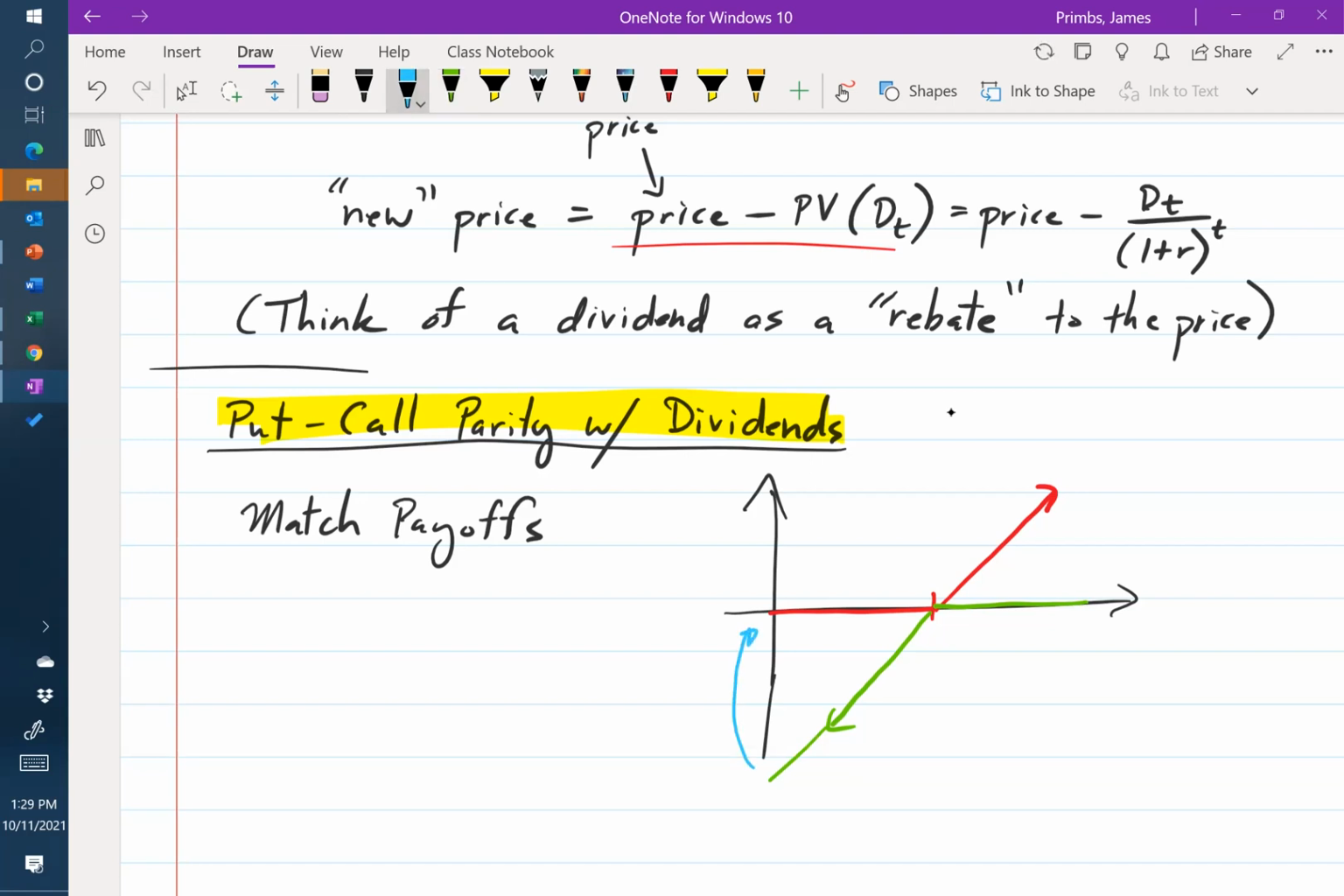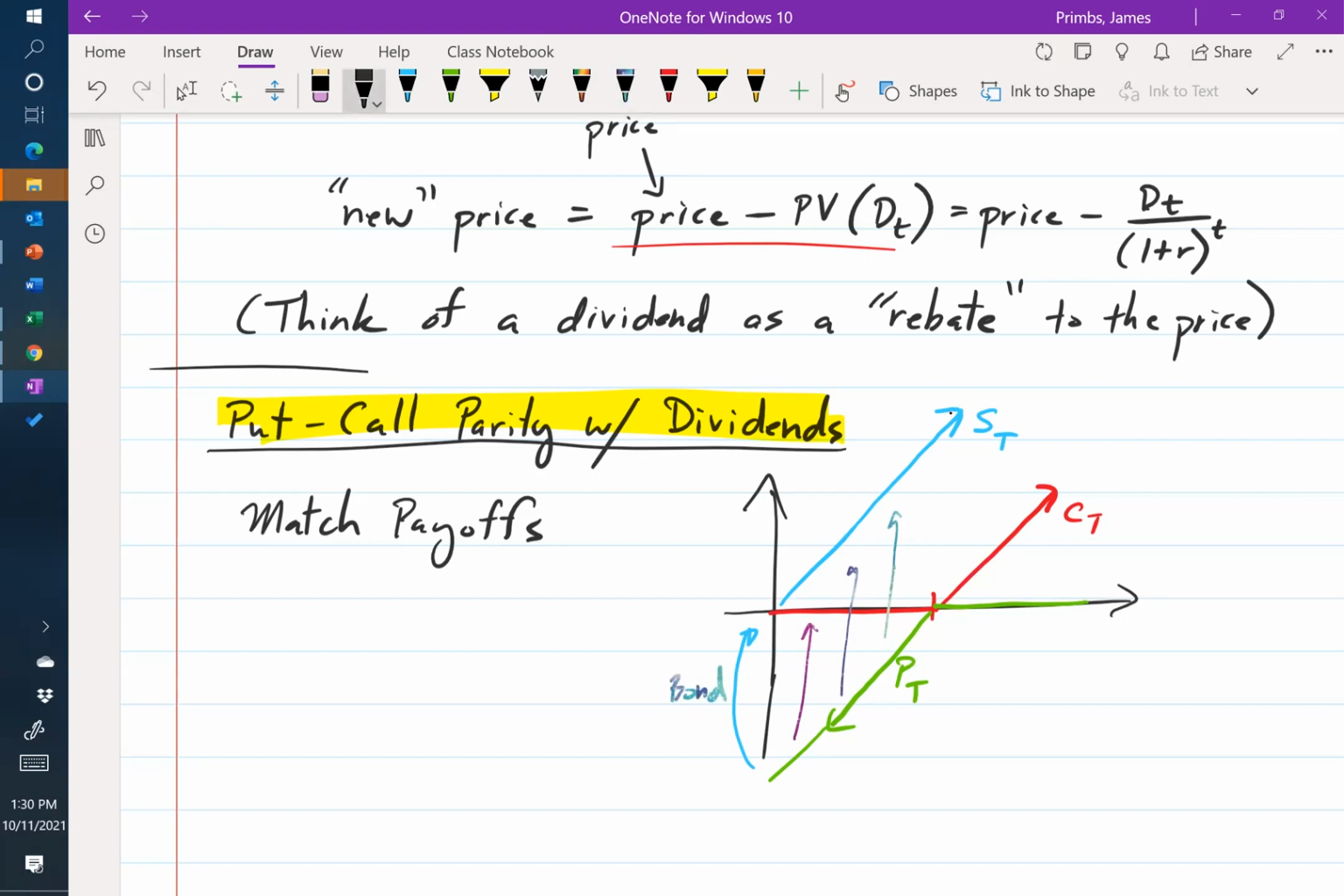Add a bond equaled the stock. So this was the stock. This was the payoff of the stock. This was the payoff of the call. The green was the payoff of the put. And then we also had this raising it up, which was the bond. Does everybody remember that?